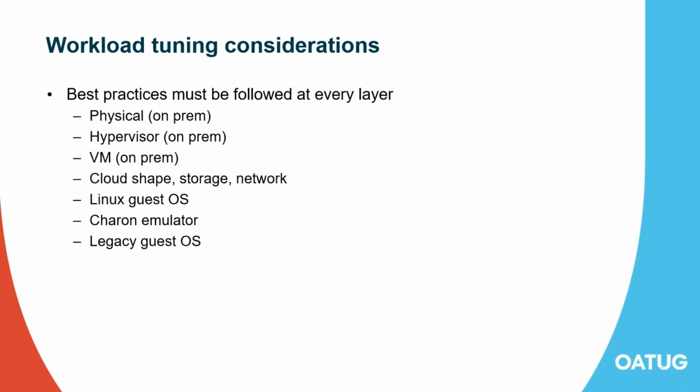If you're going to a public cloud, you just have to make sure that you pick the right cloud shape to match your workload profile, and that you have the right network connectivity and storage and those types of things. So your configuration in the cloud needs to match what your workload profile is. Then of course you have to tune everything at your Linux guest OS running inside that VM on the Charon emulator, and certainly inside the legacy OS itself. So for example, how you would configure your disk configuration inside of Solaris or VMS or something, to make sure that you have enough queue depth, those kinds of things.